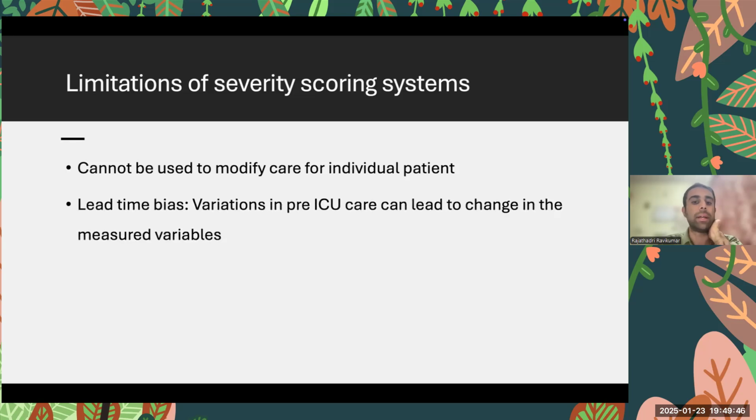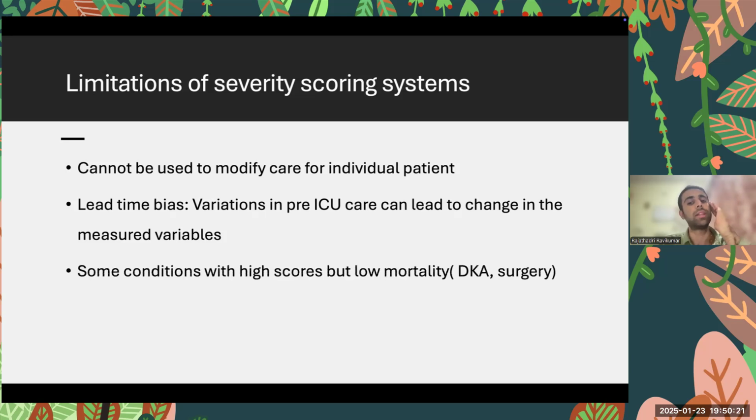Okay. The lead time bias, variations in pre-ICU care. Suppose there are two hospitals. One hospital is having an excellent emergency room. The other hospital is not having a good emergency room. The excellent emergency room will stabilize patients thoroughly, evaluate, keep them for some time, and then shift to ICU. So in those set of patients, the severity score will be lower. In the patients who have not stabilized properly in the ER and shifted directly to ICU because of logistic issues or whatever issues it is, the severity score will be higher in those patients. This can lead to bias, lead time bias. Some conditions have high scores but low mortality, like a post-surgical patient coming with a very high lactate, tachycardia of 160 because of hypovolemic shock.